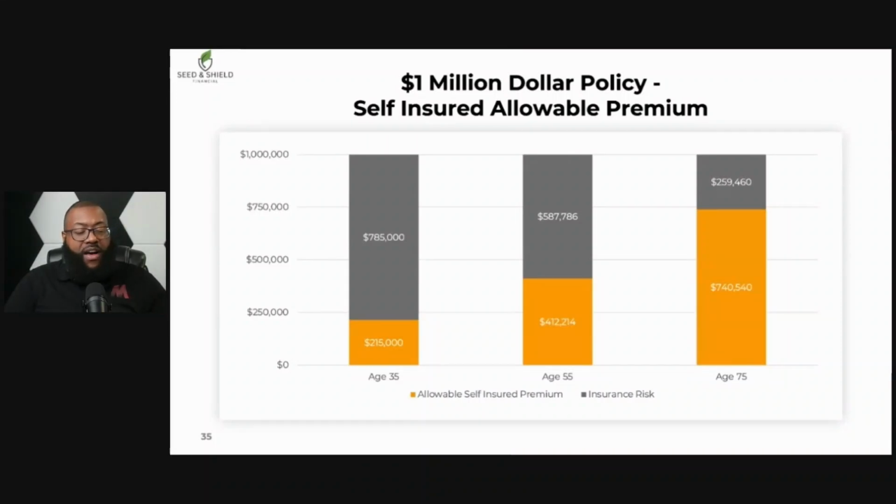Whereas the person that's 55 can contribute more into their policy to get $1 million overall. And then obviously someone who's 75 years old can have even more premiums that they can put into the policy, because this gray area is the risk to the insurance company. If this 35-year-old were to pass away prematurely at 35, which is really young, they would get $1 million that would go to their family, right? So the insurance company would be on the hook for $785,000.